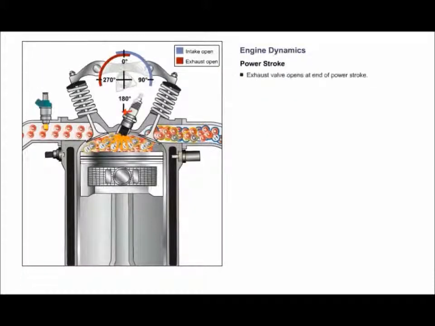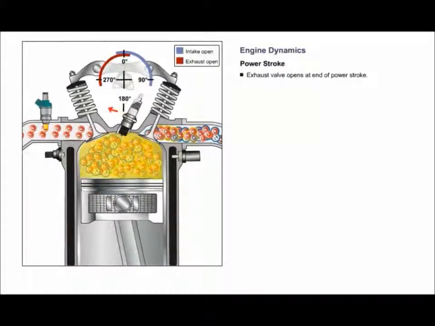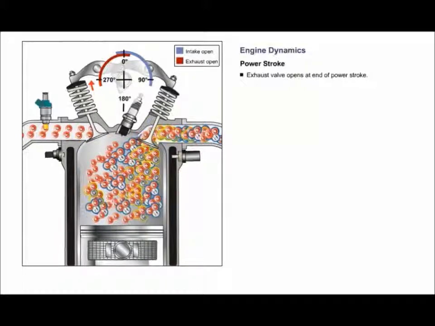A few degrees before the end of the power stroke, the exhaust valve opens. This happens to take advantage of the pressure and inertia created during the power stroke to get the exhaust gases moving out through the exhaust valve.